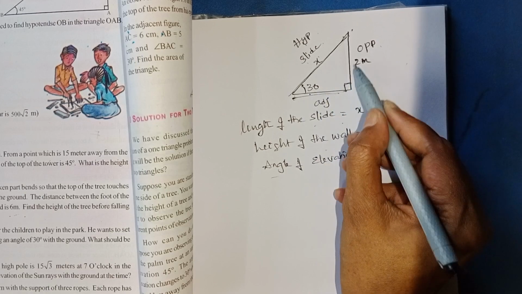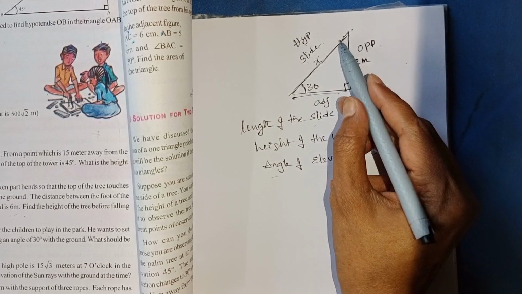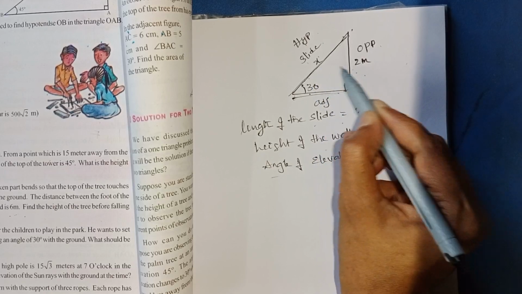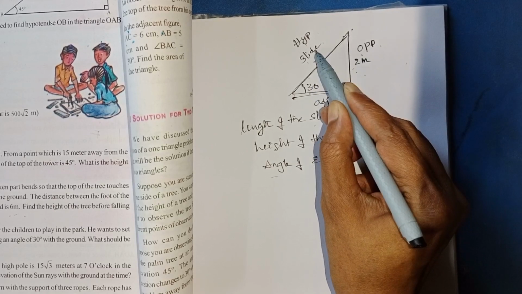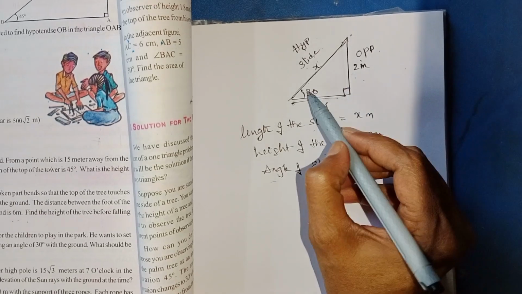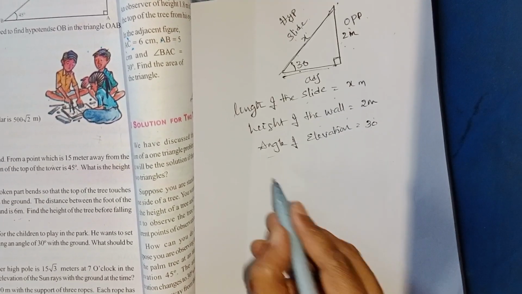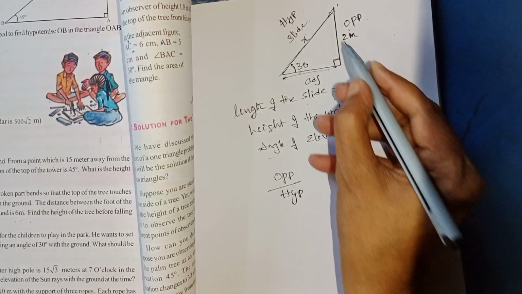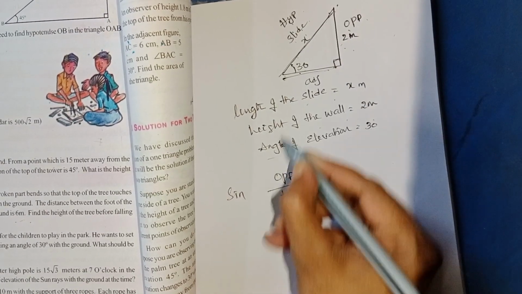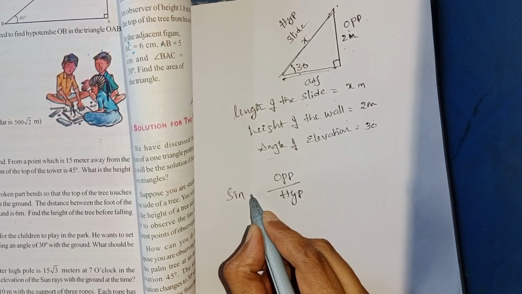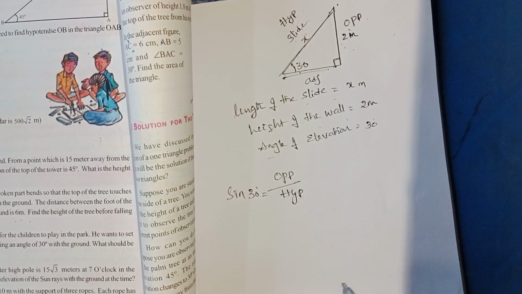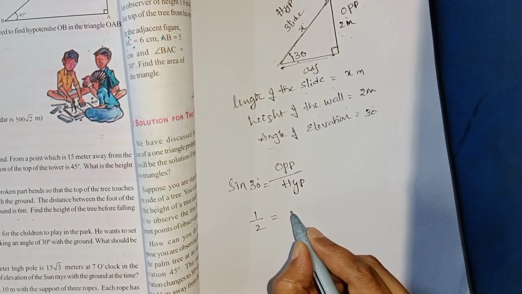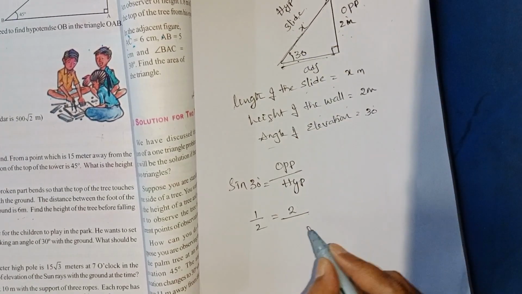That's why we have to make a relation between known and unknown. Here, for 30 degrees, the one known is 2 meters. We need to find the length of the slide, which is x meters. So we have to make the relation opposite to hypotenuse. Opposite to hypotenuse is nothing but the sine ratio. So sin 30 degrees, we know, is 1 by 2, equal to opposite 2 meters by hypotenuse x meters.